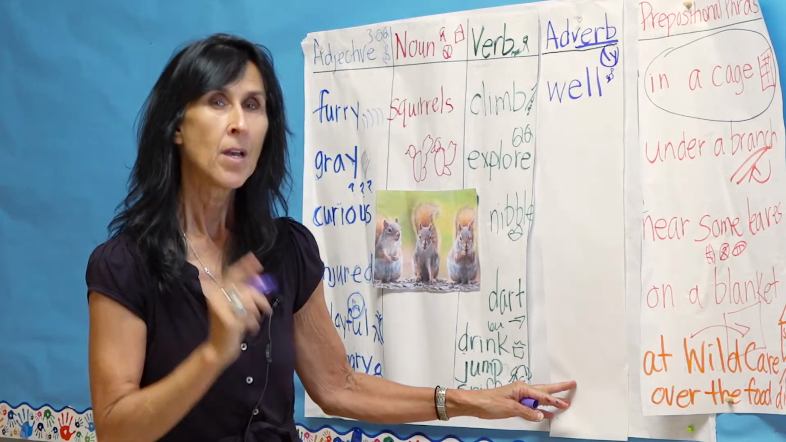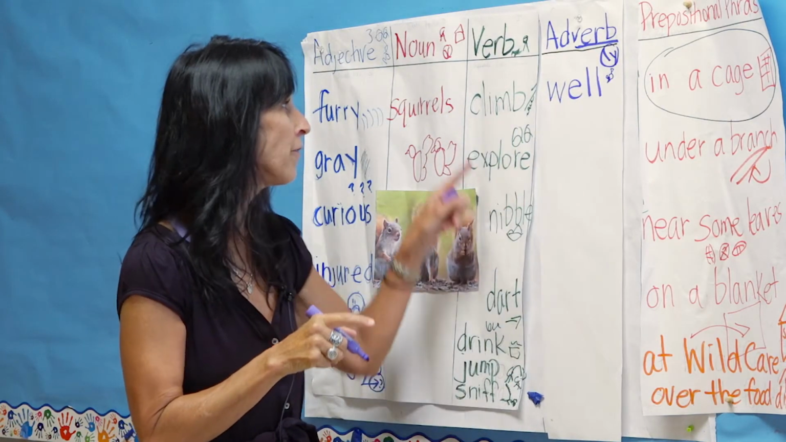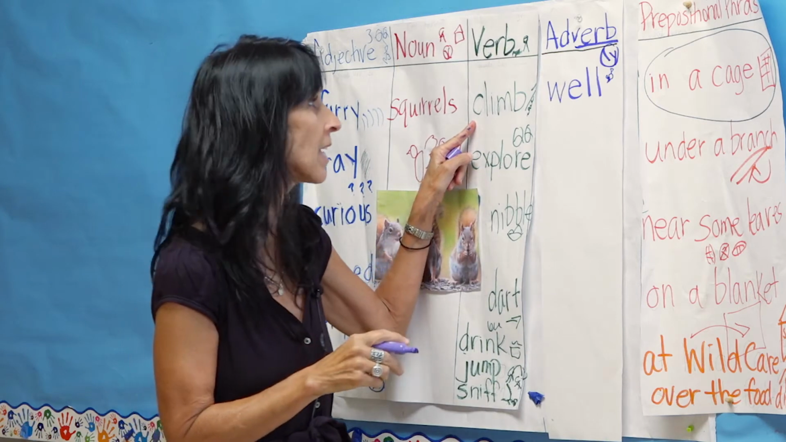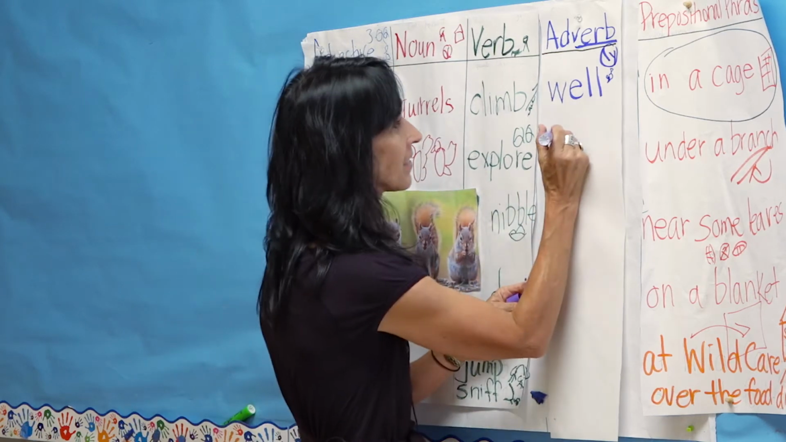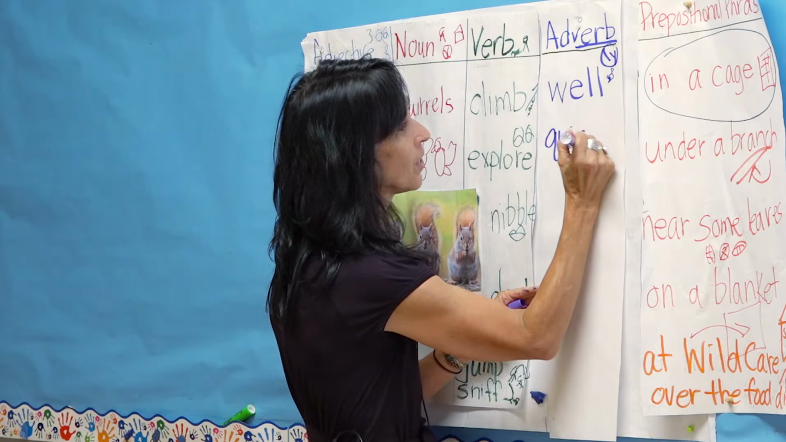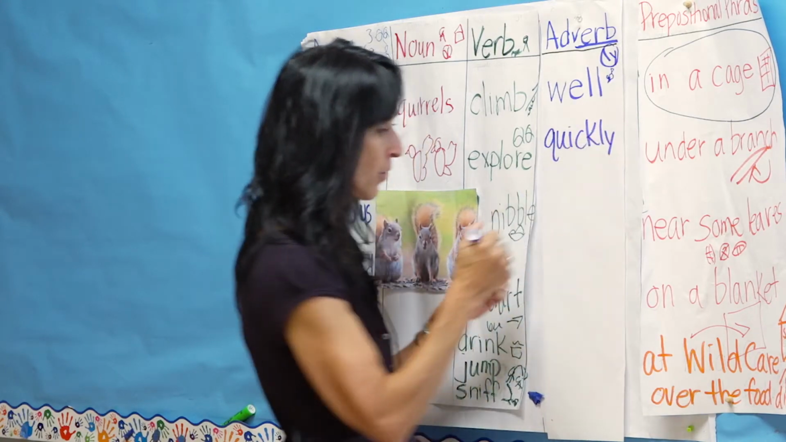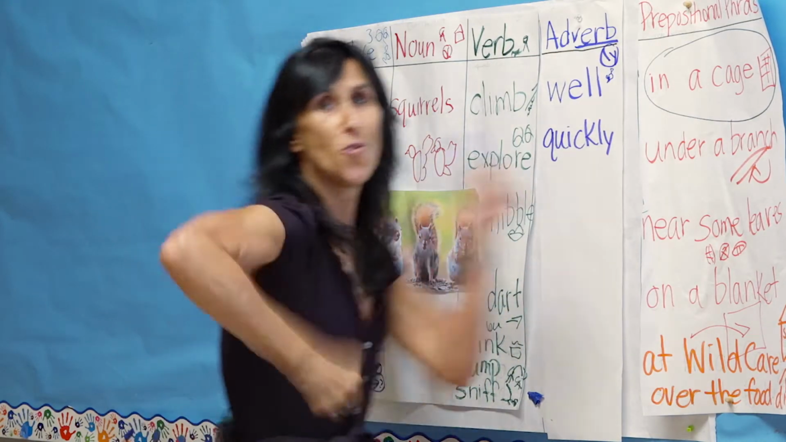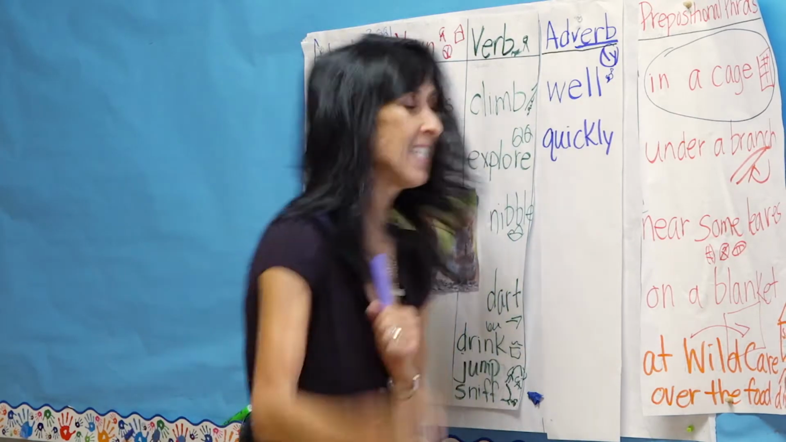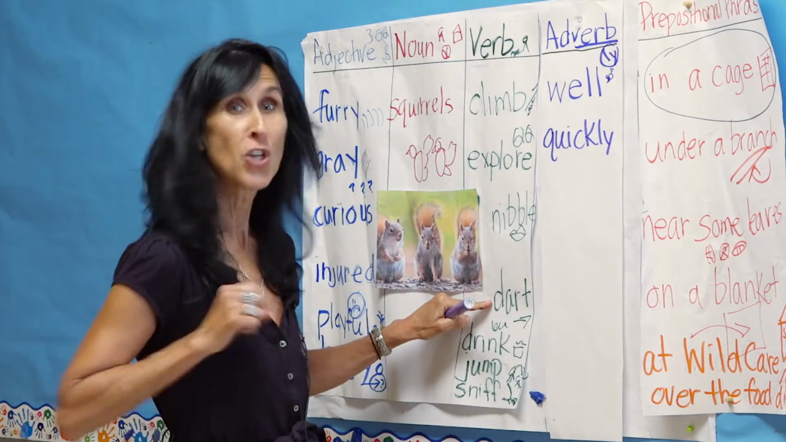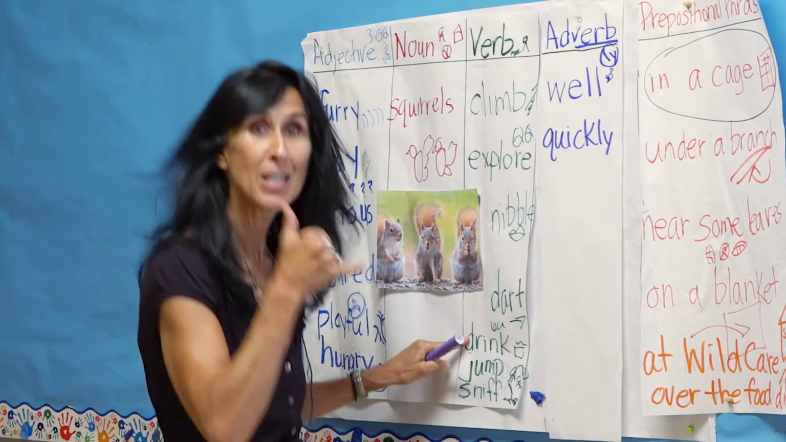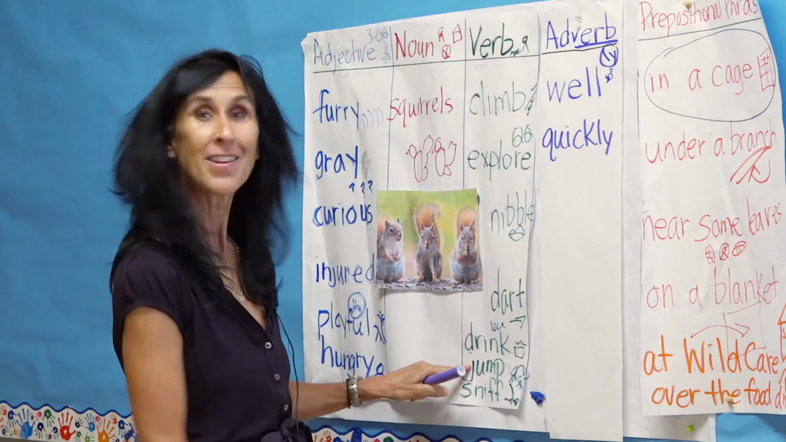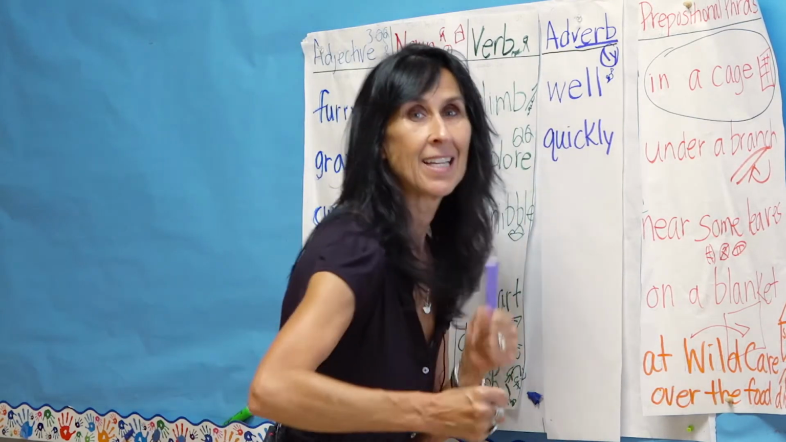ly. A word that's an adverb that describes how squirrels can climb when they're so fast is the word quickly. And we'll go like this. Quickly. Say it and do it. Quickly. How do squirrels dart? Quickly. How do they drink? Quickly. How do they jump? Quickly.